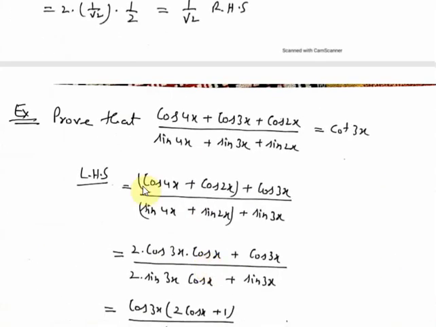Another example we are taking. Prove that (cos 4x plus cos 3x plus cos 2x) upon (sin 4x plus sin 3x plus sin 2x) equals cot 3x. So now we are observing that the output angle is 3x. So that's why we will not apply the formula for 3x. So we will rearrange this numerator and this denominator also. So cos 4x plus cos 2x, now we are rearranging, plus cos 3x, and now sin 4x plus sin 2x plus sin 3x.